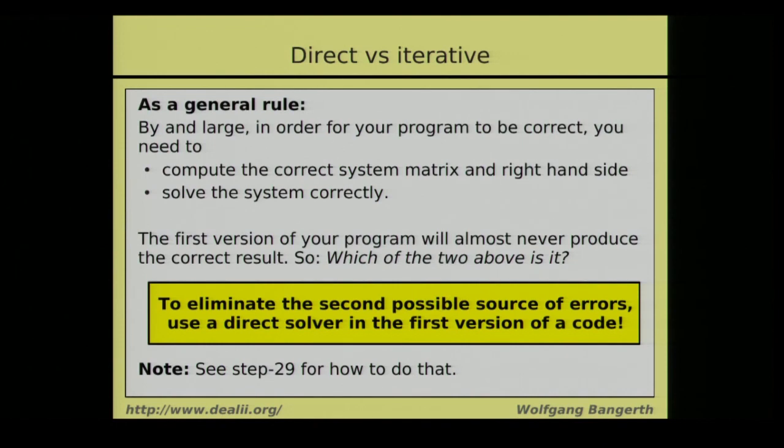And so in other words, if you use a direct solver, you have already eliminated the second possibility for an error. If you get the wrong solution with a direct solver, you know your discretization or your assembly is wrong. Once you have shown that the assembly is correct, that the linear system is correct, and that you get the right solution, then you can think about an iterative solver. So this is sort of the general approach I always recommend. You start with a direct solver. When you know it works, then you switch over to an iterative solver. If you want to see how to do this, step 29, for example, has an example of where we use a direct solver.